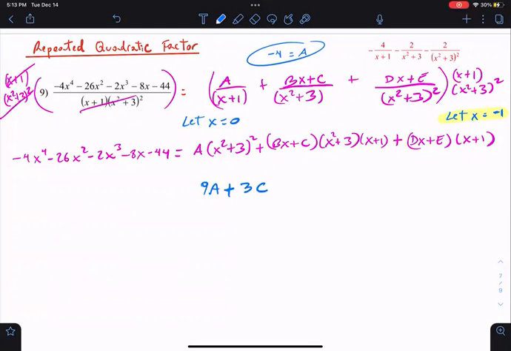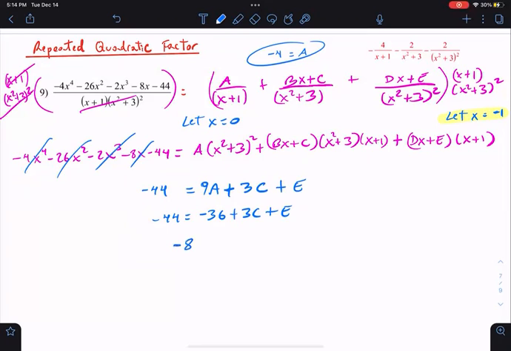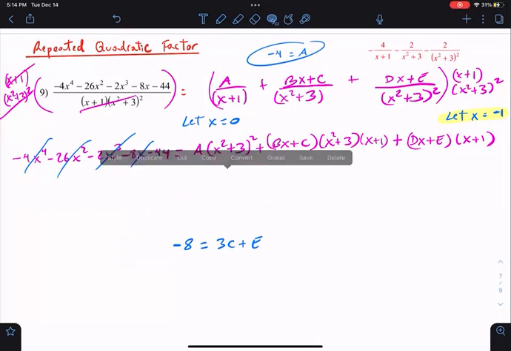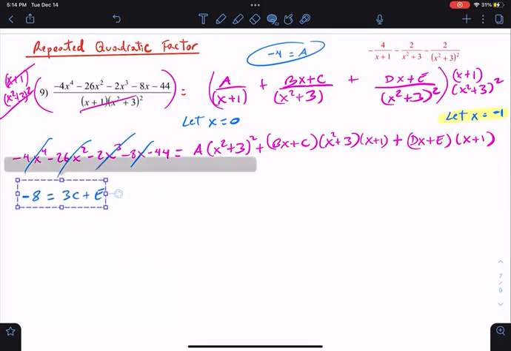And I said that that's going to be 0, so that's going to be 1, right? So 0, c, 0, 3c, 0 is 3c anyway, right? And then here I have 0, this disappears, this is e. This disappears, that's nice. Negative 44, I have a, so that's going to be negative 36, plus 3c plus e, so add 36 on both sides. That's going to be negative 8, so that's 3c plus e. Okay, I have one equation. I don't know if that's going to be useful, but at least it helps somehow, because there are only 2 variables here.